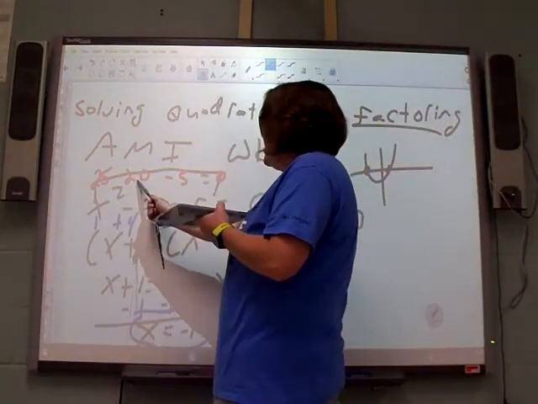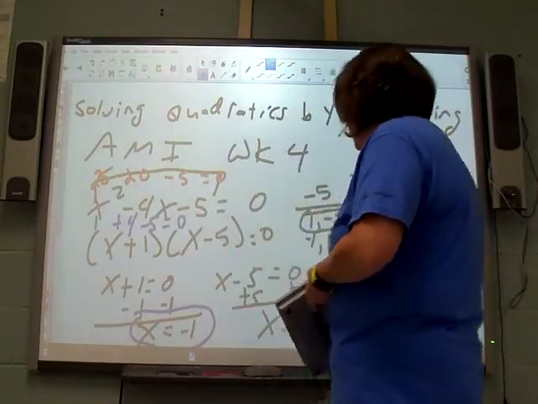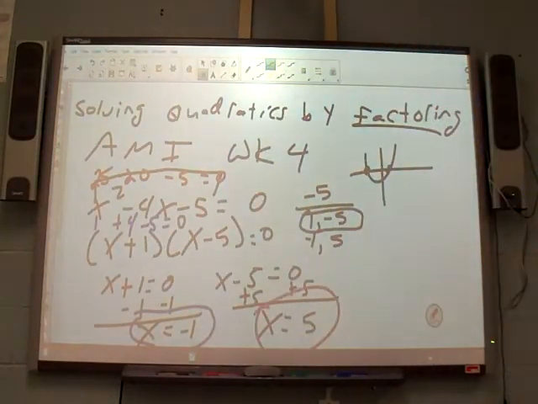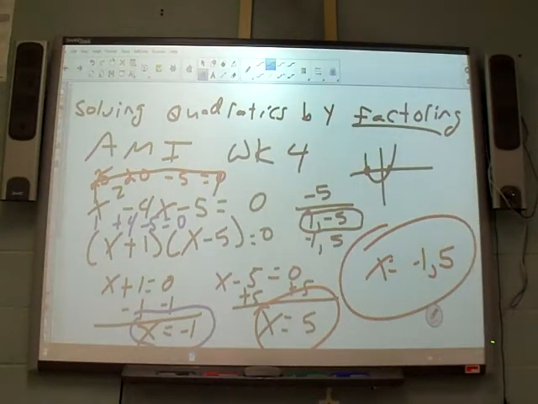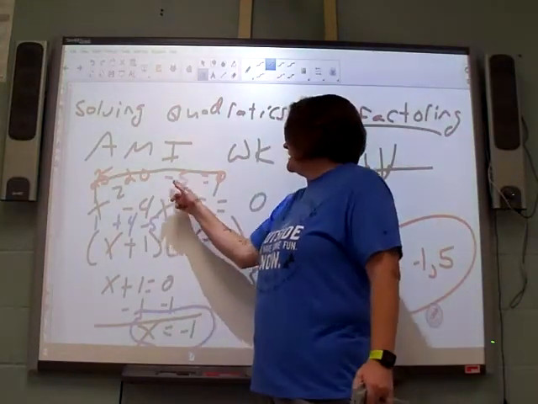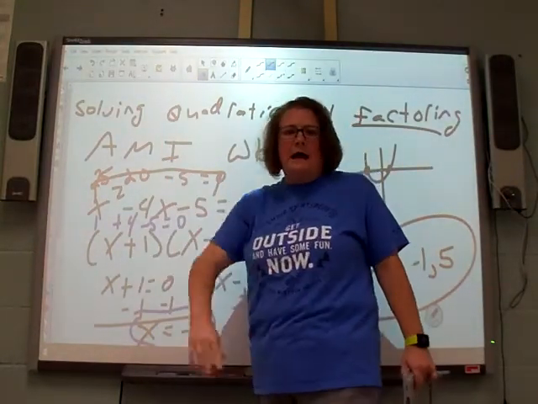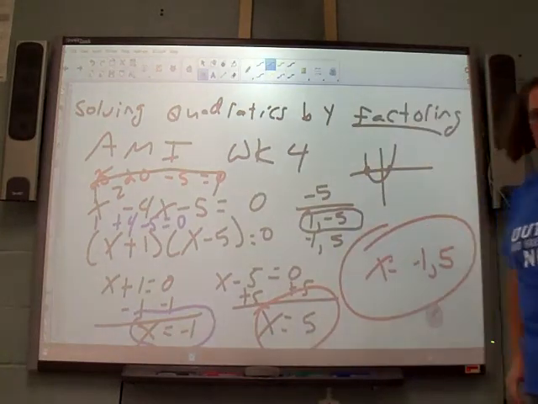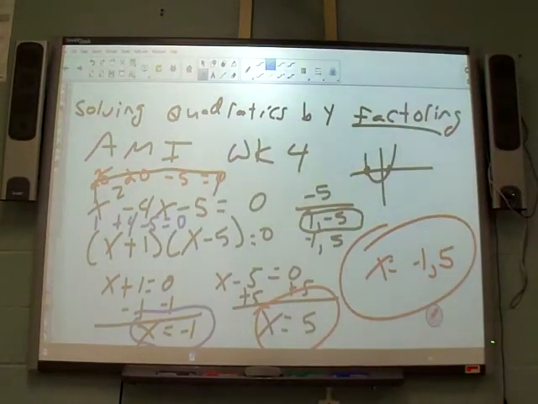25 minus 20 is 5. 5 minus 5 is 0. So that's good. For my final answer, x is equal to negative 1 and 5. If either one of these had made a false statement, like if it said 7 equals 0, throw it out. But there are your two answers. Pretty easy, pretty straightforward. I'm going to give you only 4 of these to do for your assignment today, but they all have to be done by factoring.